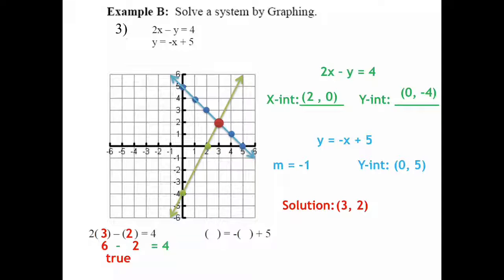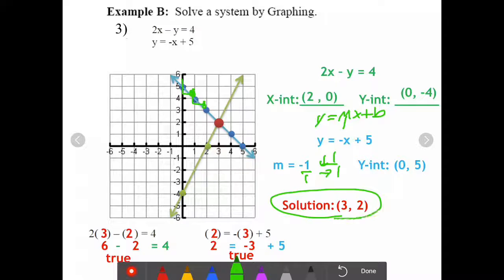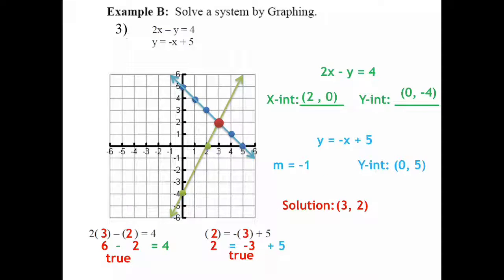Then we're going to go ahead and plug it into the other one. Now the first parentheses there is the y. So we're going to put 2 there, and then we put 3 there. -3 plus 5 is going to get you 2, so this is also true. Since both of them are true, you are 100% sure that this point is the solution. If you got a false, that means you messed up and you can go back and fix your answer. Let's go ahead and go to the next problem.